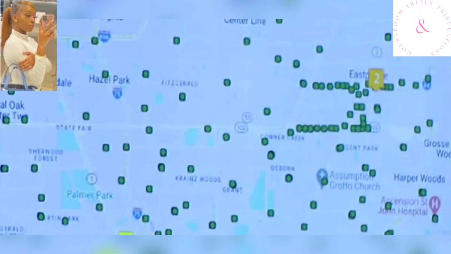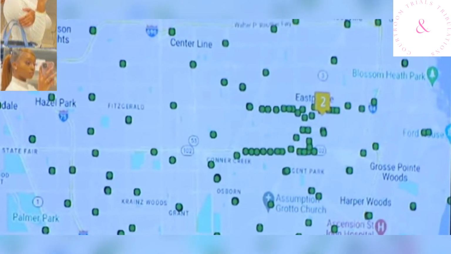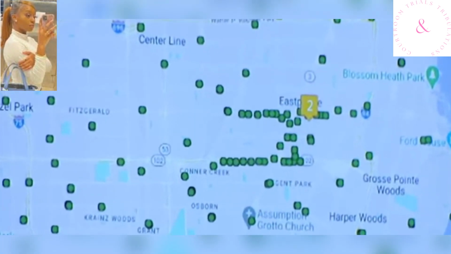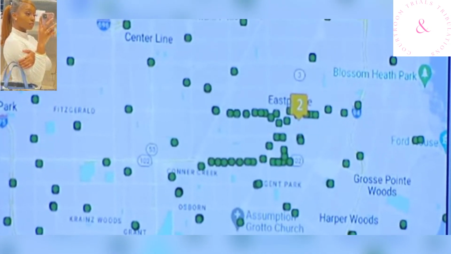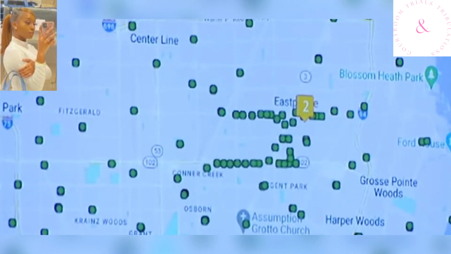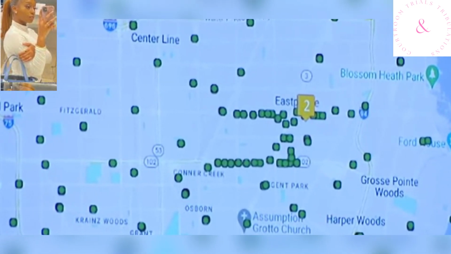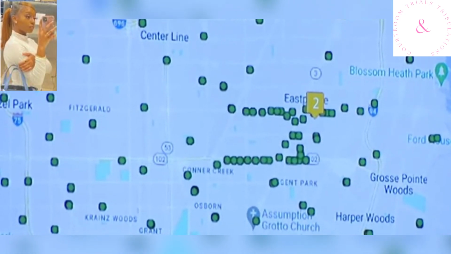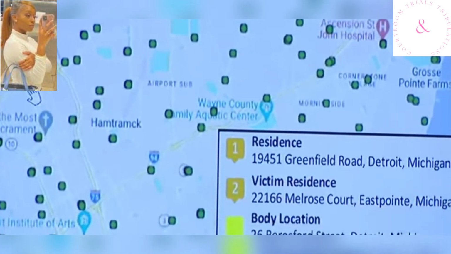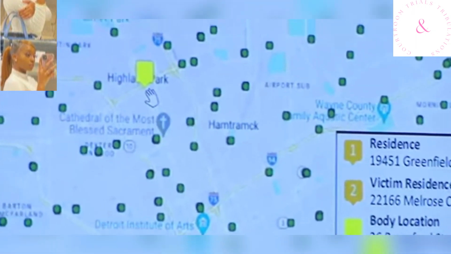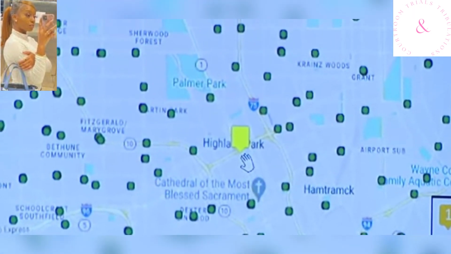Okay, and that particular location of 26 Beresford in Highland Park, did you familiarize yourself with what's at that location? Yes, I went by it this morning. And what did you observe at that location? It's an open lot, and there were multiple dumpsters in that area. Okay.